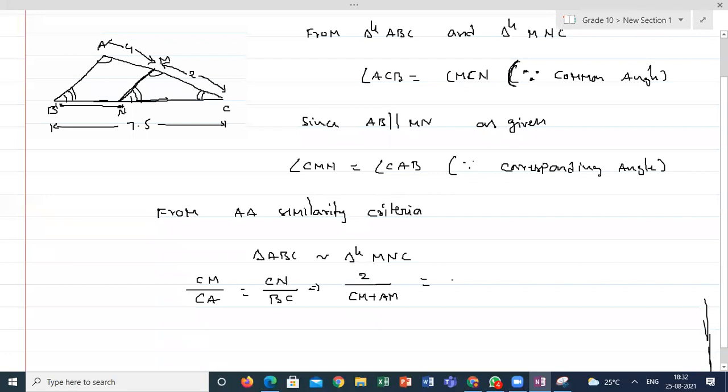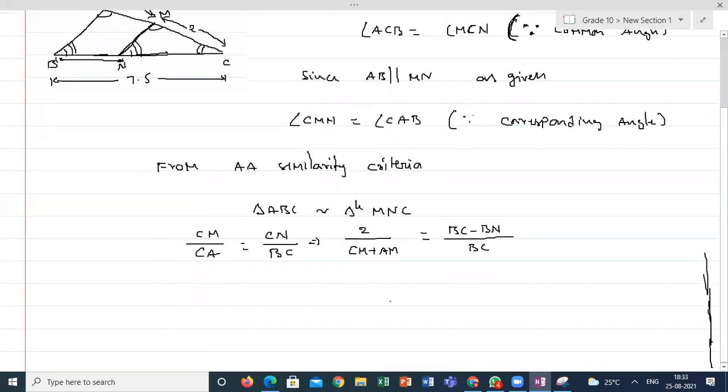CN. CN can be written as BC minus BN divided by BC, that is 7.5 BC. So instead of marking 7.5, for cancellation purpose I am taking 2 by CM plus AM, will be equal to BC by BC minus BN by BC. BC cancels. So we know 2 by 2 plus 4 is equal to 1 minus BN by BC.